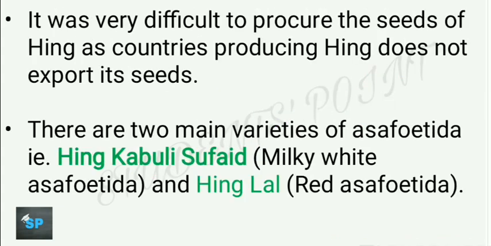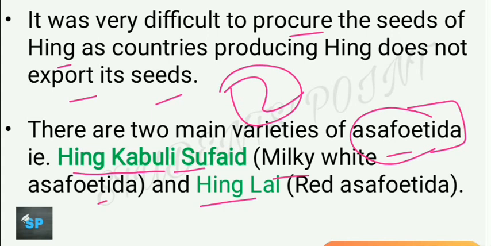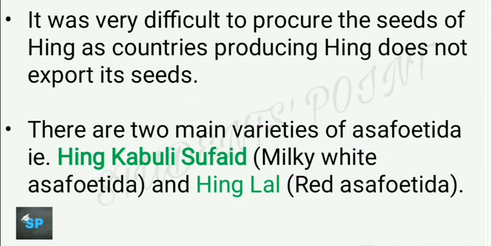So it is very costly, and it was very difficult to procure the seeds of Hing, as countries producing Hing do not export its seeds. And there are mainly two varieties of asafoetida, which is Hing. These are Hing Kabuli Sufad or Hing Lal. Hing Kabuli Sufad appears milky white and Hing Lal appears red.